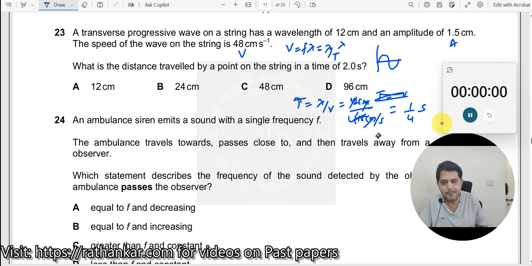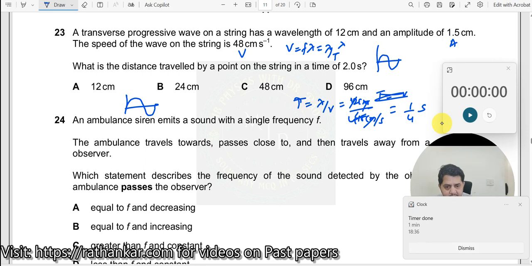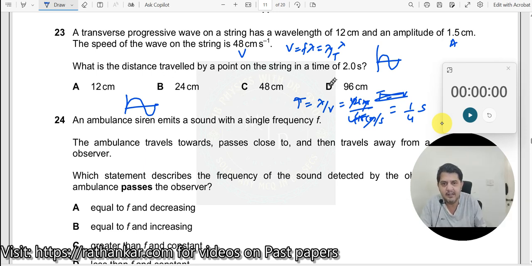Okay, now that means when I have a string like this, and then you have a point here. In 1/4 of a second, this point would have gone up once, come down once, gone down once, and come back here once, right? That means it would have described a total distance of 4 times A. What is 4 times A? What is A here? 1.5, which is 6 centimeter it has gone. Okay, in how much? In one cycle.